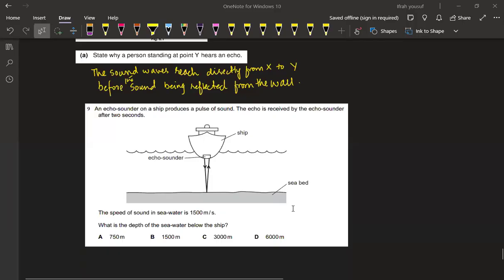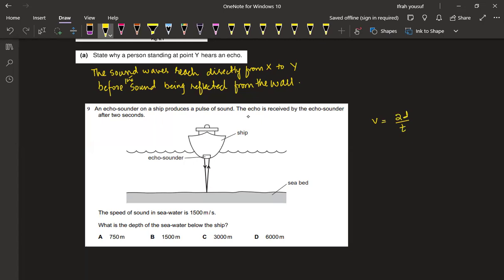Okay, let's do this question. An echo sounder on a ship produces a pulse of sound. The echo is received by the echo sounder after 2 seconds, right? So we can see the term echo in the question. So this question is related to reflection of sound. So we are definitely going to use the formula for echo, which is 2D upon T. Clear? Okay, this formula is always used when there's an echo, right?